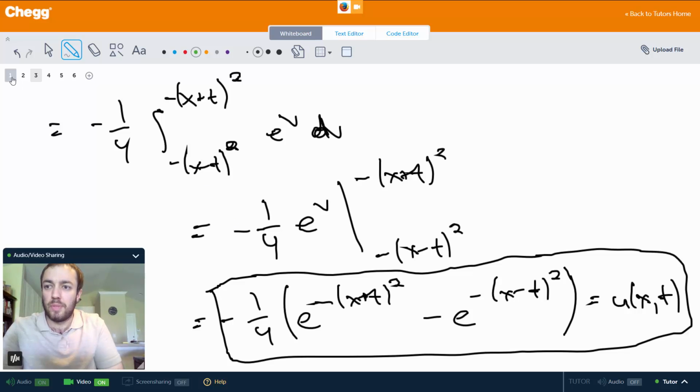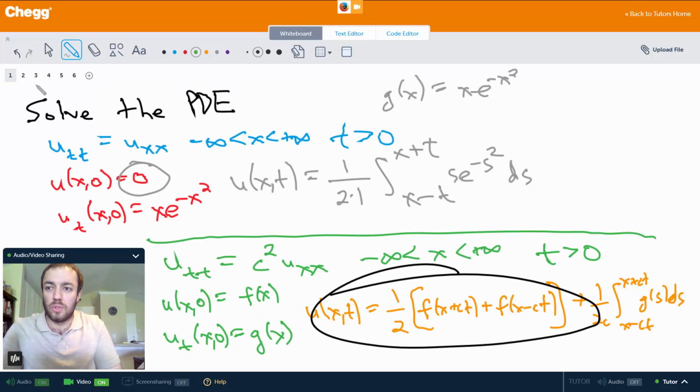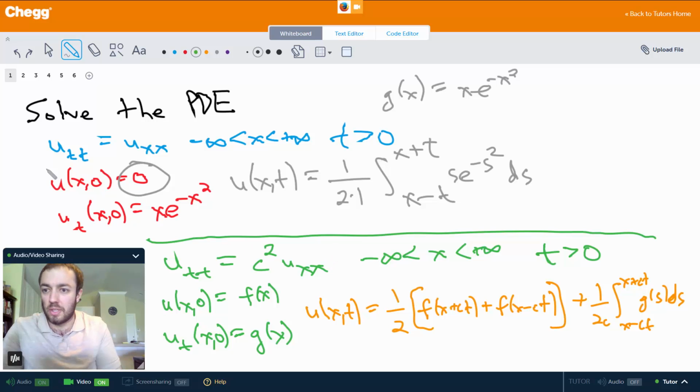So this has been an example of using D'Alembert's solution to solve a partial differential equation, specifically the wave equation.